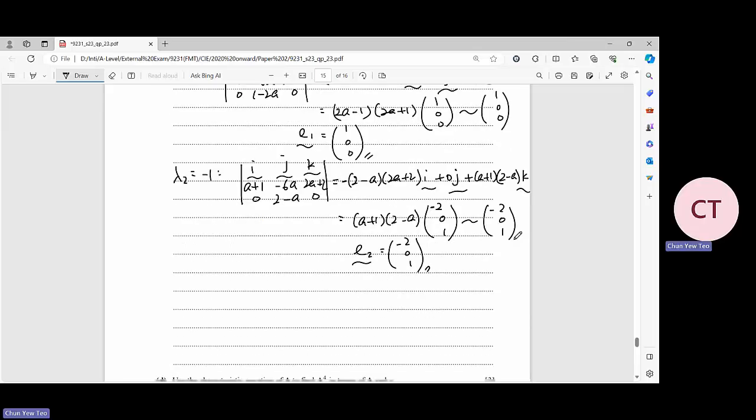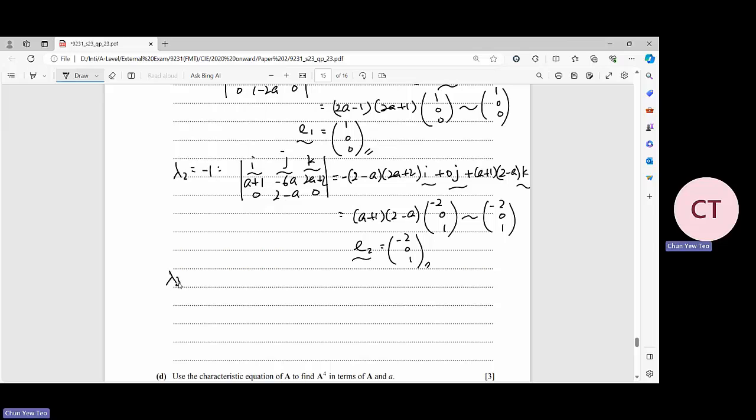This will be eigenvalue number 2. And for eigenvalue number 3, lambda 3 is equal to 1 minus A. So if you do it again, this last one over here is kind of troublesome. So you get 2A minus 1, 0, negative 6A, 2A plus 2. And this one is 2 minus A and A minus 2.